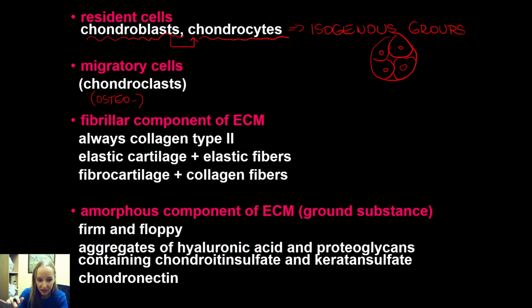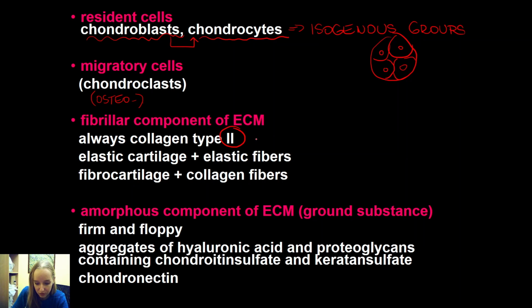The fibrillar component is essential in distinguishing cartilage types. So we have three basic types of cartilage. And when you want to distinguish these types, you look for the fibrillar component of extracellular matrix. But remember one thing, we always find type 2 collagen in cartilage. That's very important. Type 2 collagen is crucial for cartilage formation, and you always find this collagen type 2 there.